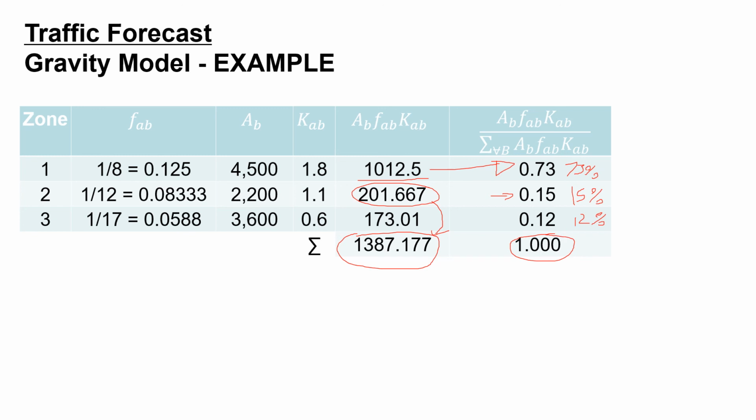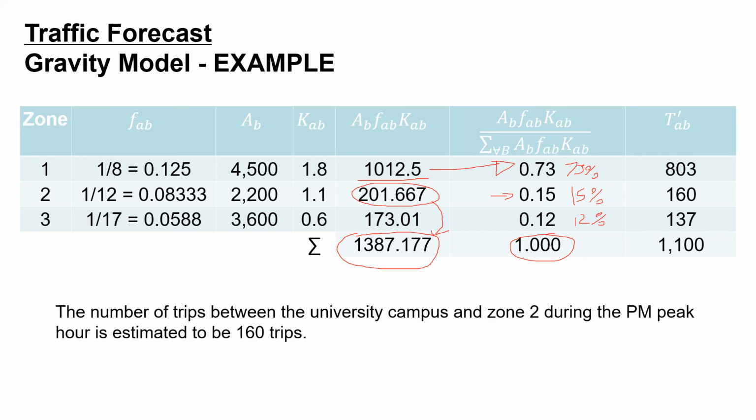So again, those previous steps ultimately are just helping us apportion what amount is going to be attributed to each zone. And for our actual trips, we're going to multiply those percentages or proportions by 1,100. So we'll have 803 for zone 1, 160 for zone 2, and 137 for zone 3. Our question actually asks us about the number of trips between the university campus and zone 2 during the PM peak hour, and this would be our 160 trips here, which is in our second row of the table. So our final answer is 160.